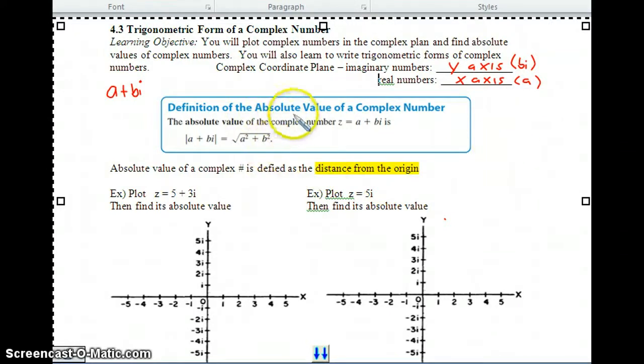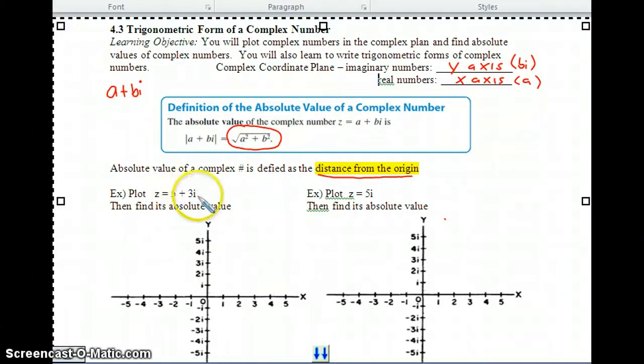We're going to talk about the absolute value of a complex number. All that the absolute value of a complex number is, is the distance that this number is from the origin. This definition up here will make sense once I show you with an example. So let me actually show you the example, and we'll go back to this in just a moment.